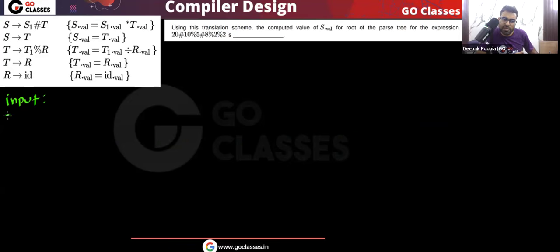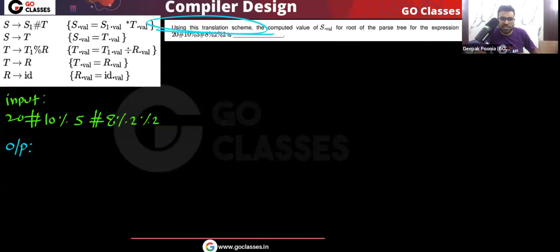The input is basically 20 hash 10 percentage 5 hash 8 percentage 2 percentage 2. Okay, this is the input that is given to you, and we need to find what will be the translated output.